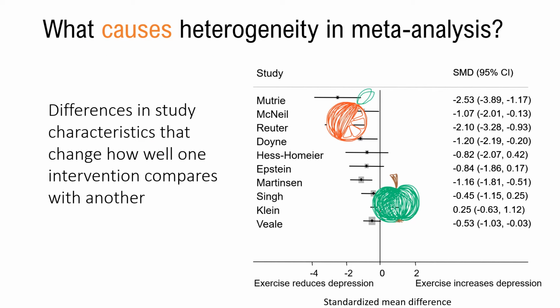Heterogeneity is caused by differences between study characteristics that change the relative effects between interventions, things that interact with intervention effects. When we combine evidence from different studies in a meta-analysis, we make the implicit statement that the studies are similar enough to be combined, and there are several reasons why studies might give different results.